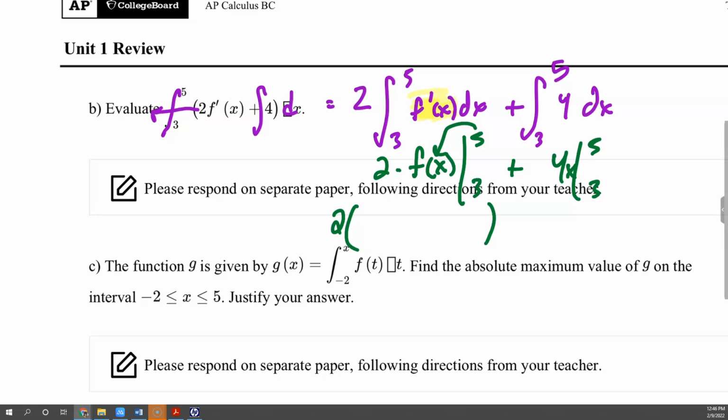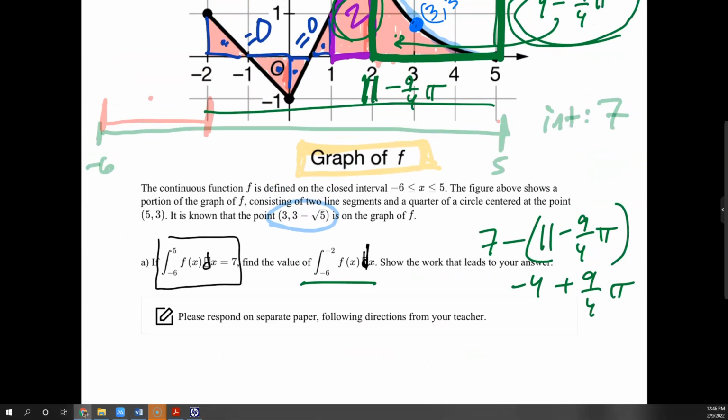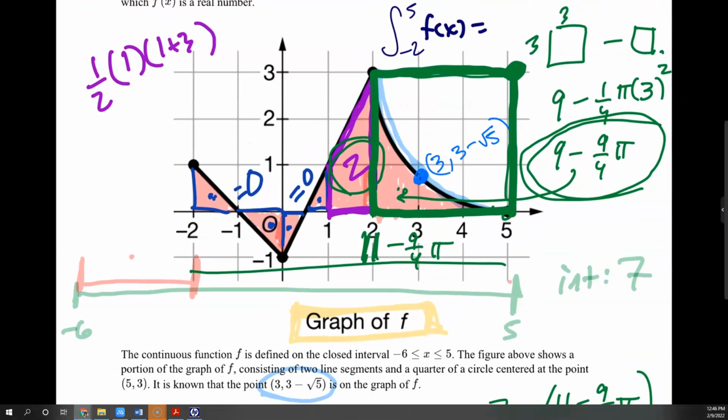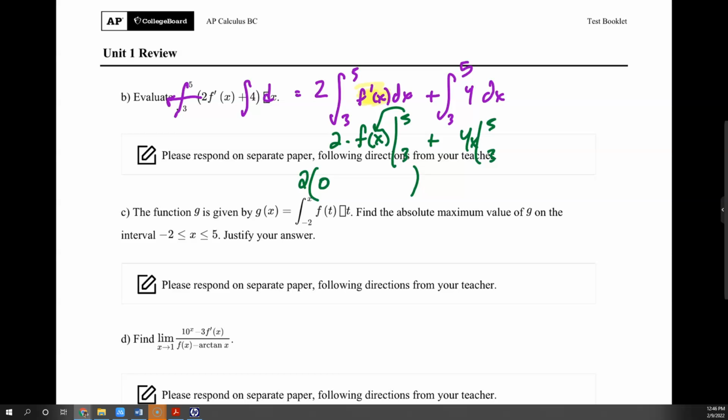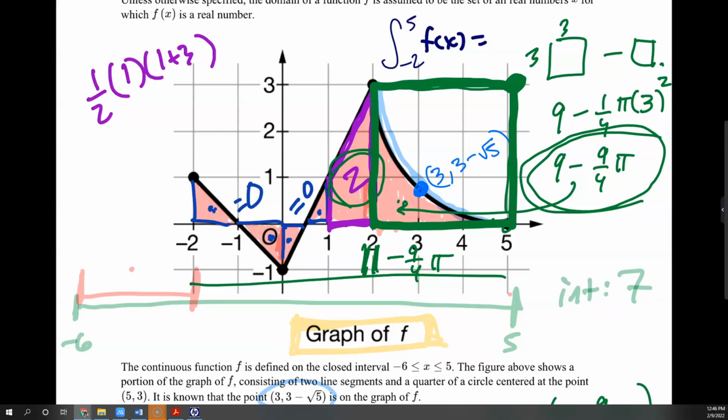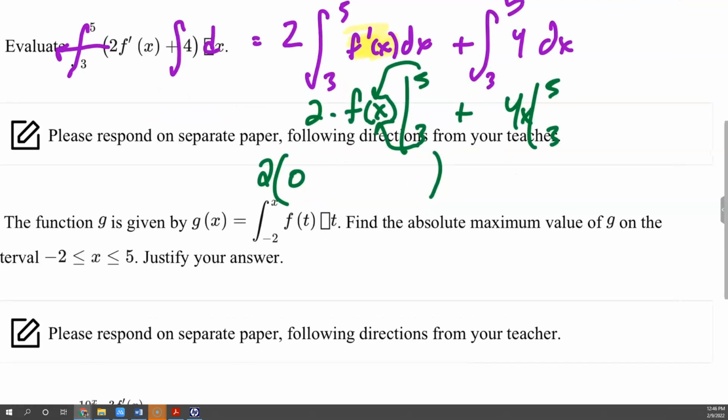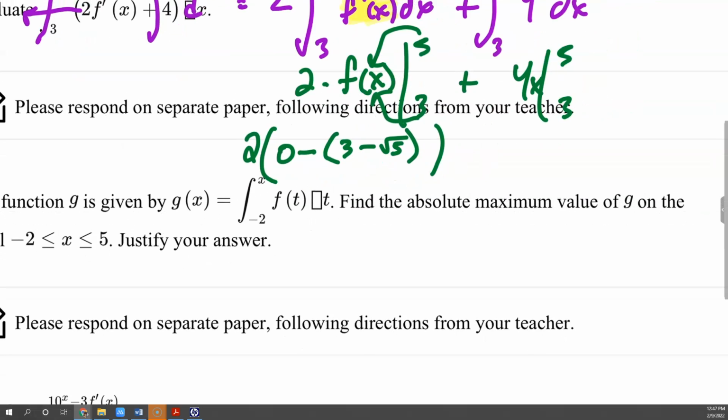Okay, 2 times f of 5. Where am I going to find f of 5? Let's look at the graph. What's f of 5? That's easy money. 0 minus, and then I have to find f of 3. That's why it told us that, right? 3 minus root 5. Let's not be crazy, because we're subtracting it, so I'm going to use parentheses. It's minus (3 minus root 5). And then on this side, it's 20 minus 12.